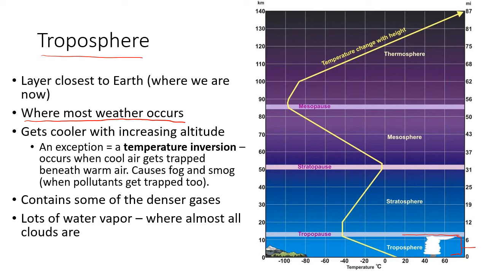It's going to be cooler as you increase with altitude or elevation, but there is an exception, and that exception is a temperature inversion. A temperature inversion is when a layer of cool air is going to get trapped beneath a layer of warm air.